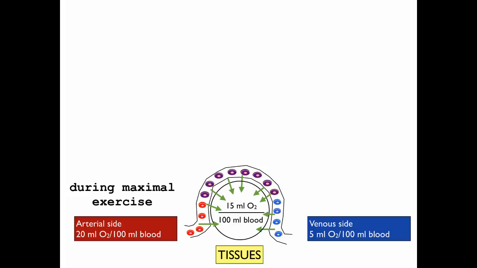And that's going to result in a much higher AVO2 difference. So here we've got an AVO2 difference of about 15 milliliters of oxygen per 100 mils of blood that's been extracted by the tissues.